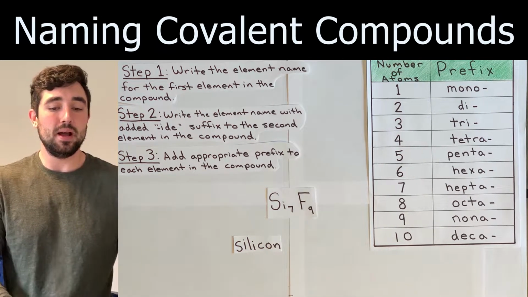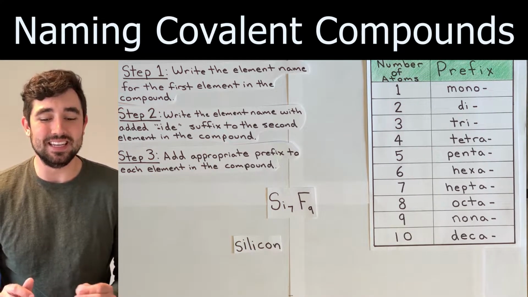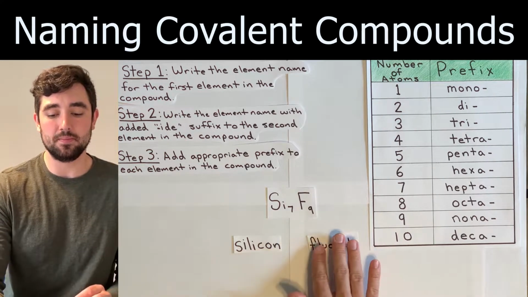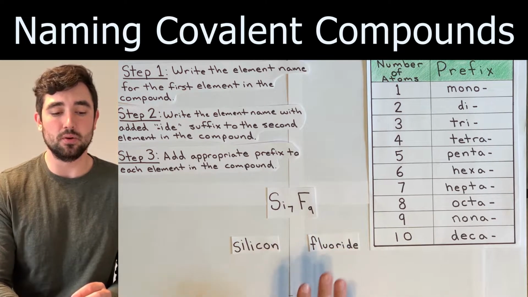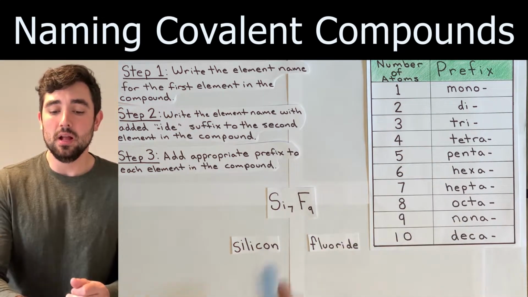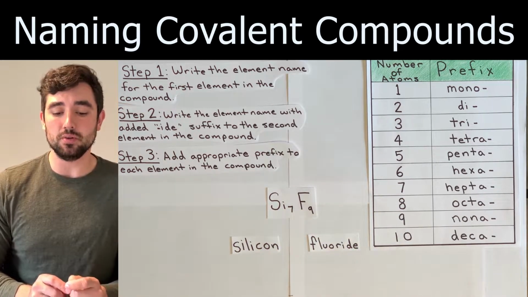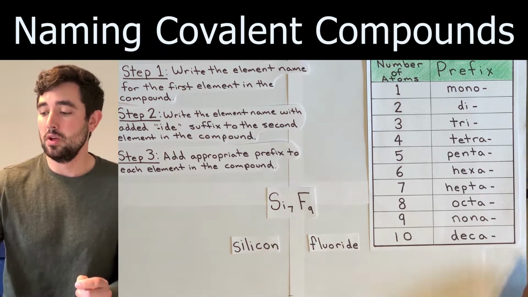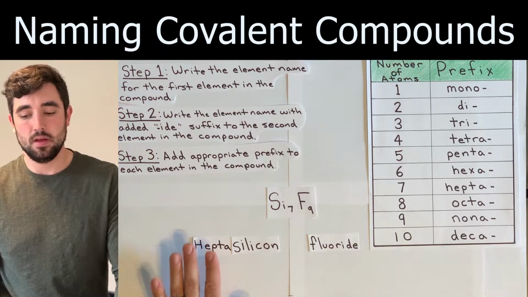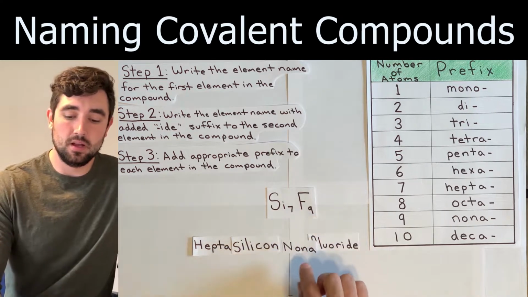We follow that up by writing the element name of the second element, but we give it its IDE ending. So here we have fluorine. This is going to turn into fluoride. So now I have silicon and fluoride. I look at step 3 and it says add the appropriate prefixes. So we're going to have to look at our chart, look at our subscripts in our actual formula to tell us what prefixes we're going to use. Silicon, there are 7 of them, so we're going to need the prefix hepta. And then there are 9 fluorines, which means we're going to need the prefix nona.